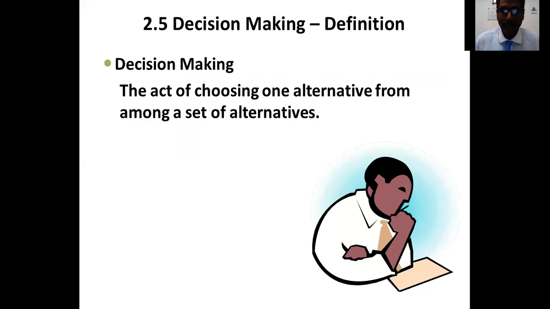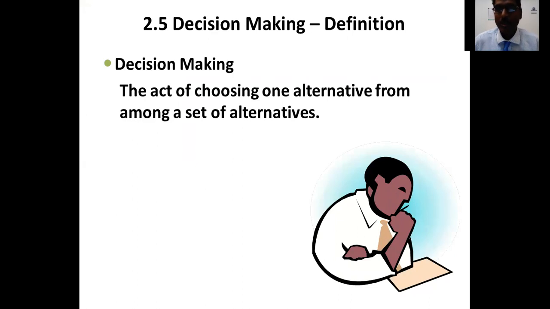In the previous class, we discussed types of plans. In today's class, we'll learn about decision making. The definition for decision making is the act of choosing one alternative from among a set of alternatives.